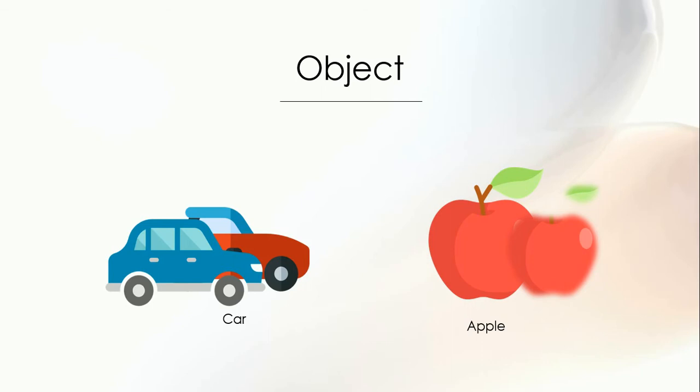An apple is an object, so a car is. Each has its unique identity. It's possible to have two apples or two cars. They look identical, but they are still separate, unique objects.